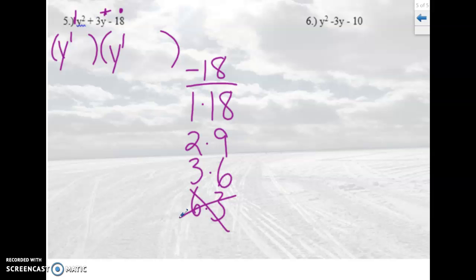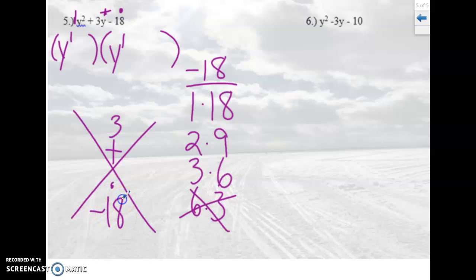And what do we know about multiplying two numbers to get a negative? Well, we just saw that if they were both negative, it made a positive. And if we multiply two positives, we got a positive. So if we're going to get a negative 18, these signs have to be different, okay? So different signs, and it also has to add to a 3. So add to 3, multiply to negative 18.